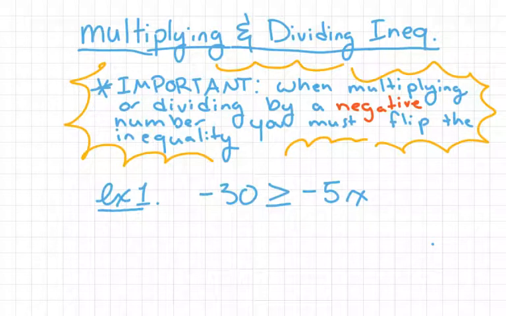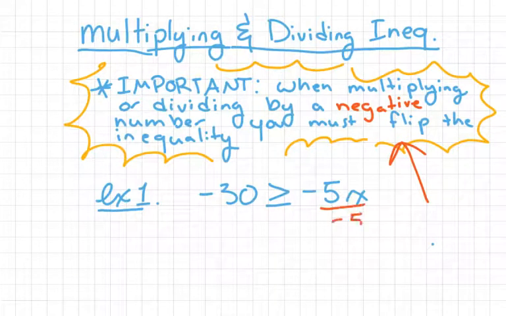All right, so let's get into this first example here. I have negative 30 is greater than or equal to negative 5x. Now remember, we're not just finding one single number, we're finding a set of numbers that will make this inequality true. And the first thing we're going to do is, well, I see that x is being multiplied by a negative 5. So I'm going to divide both sides by a negative 5. In doing so, I have to flip this inequality.